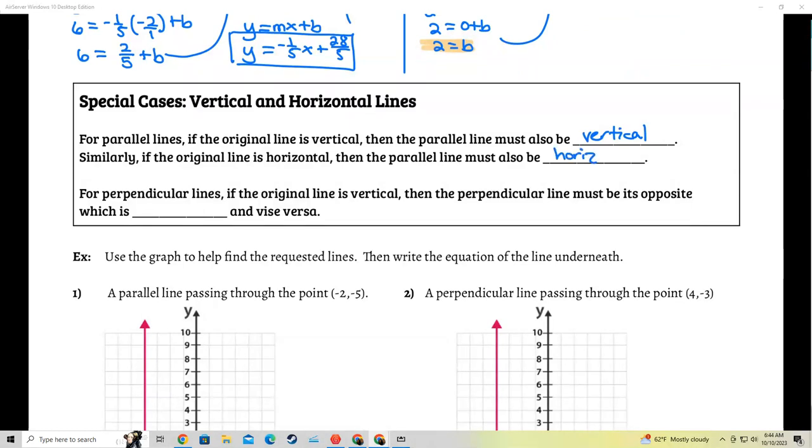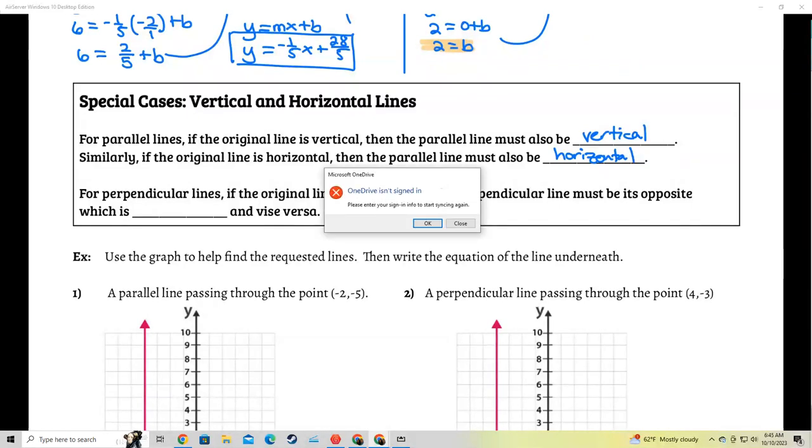That's just saying your lines have to be matching up if they're parallel, right? If the first one's vertical, the second one's vertical. First one's horizontal, then your second one's horizontal. Sorry about that. I don't know why that appeared. For perpendicular lines, remember, perpendicular means opposite reciprocal. So we're going to do the exact opposite. If the original line is vertical, then a perpendicular line must be its opposite, which is horizontal. And vice versa, which means if the original one was horizontal, the perpendicular line must be vertical.